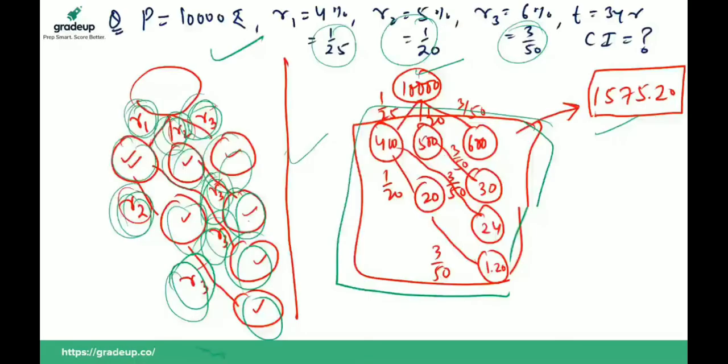Sai Krishna is commenting, how is it 24? Sai Krishna, this 24 is 400s 3 by 50.